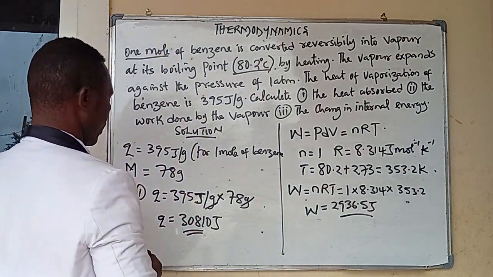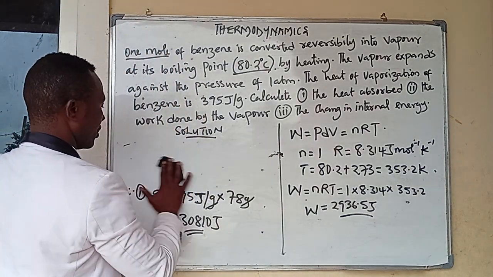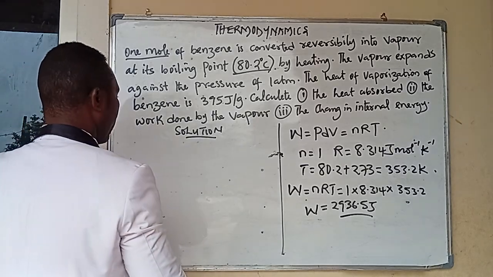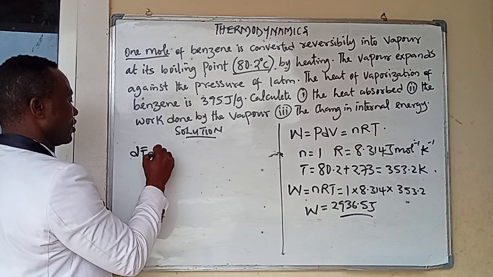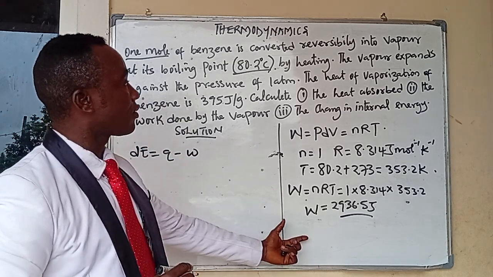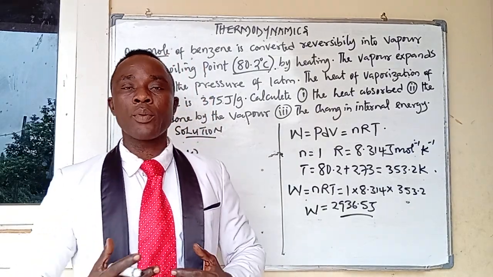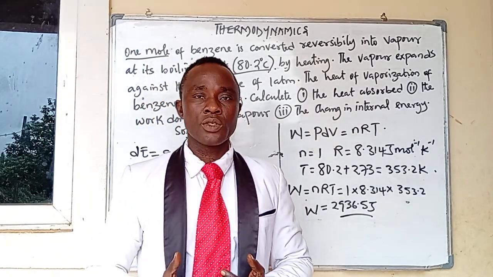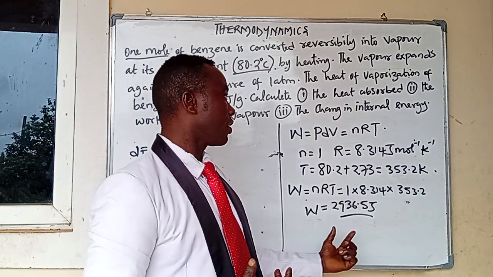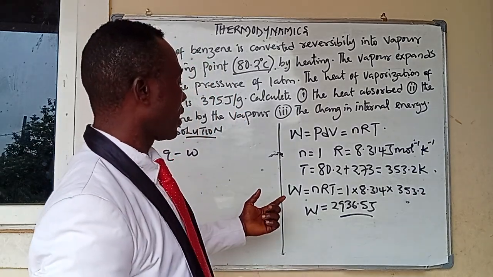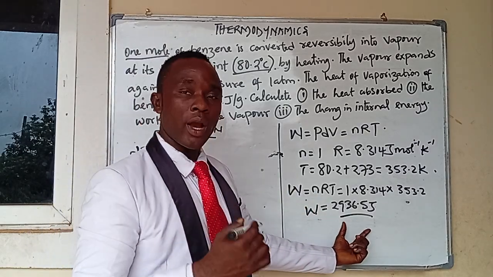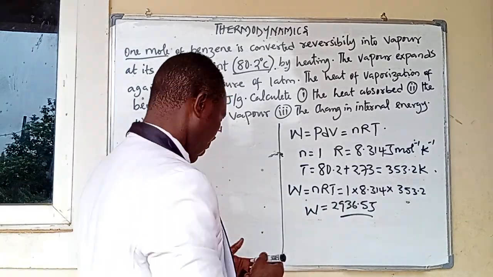Then number 3, which is the final question here, they say we should find the change in internal energy. Remember, change in internal energy is equal to heat minus work done. Now in this case, remember, before benzene can evaporate, it must absorb heat. So the heat absorbed here should be positive, and also the work done is positive.